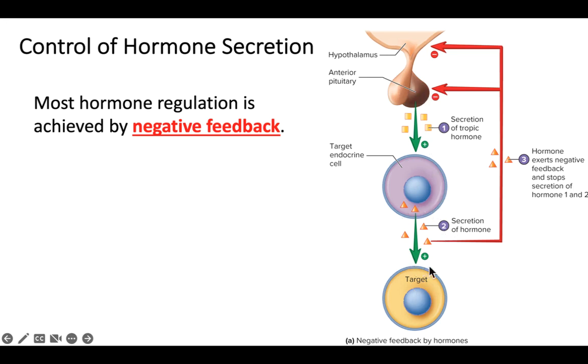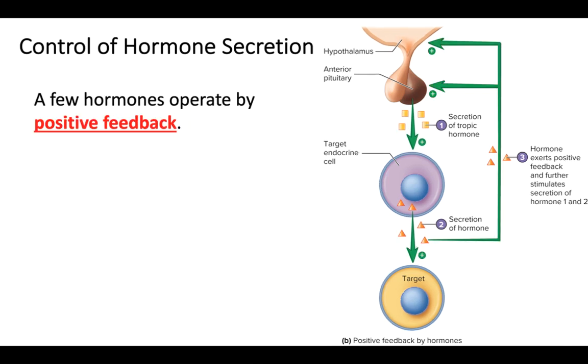Well, if this hormone gets too abundant, because you keep stimulating this target, the overabundance of this hormone causes a negative feedback and turns down this hypothalamus and pituitary production. All right, so it's a way to prevent, like I said, overproduction of the hormone.